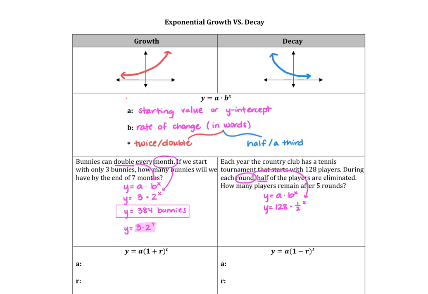So again, I could go into my calculator, type this into y equals, and I'm looking for x to be 5. When I do that, I will see that that would leave me 4 players after 5 rounds. Again, if you wanted, you could also just type in my home screen of my calculator, 128 times 1/2 raised to the 5th power for the 5 rounds. You will still ultimately come up with the same answer, that y is equal to 4 players.